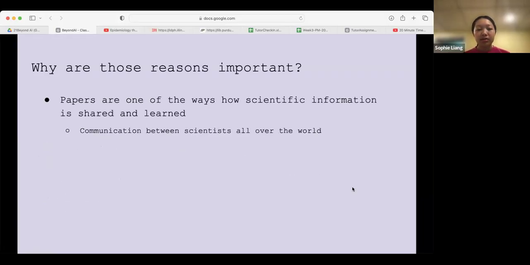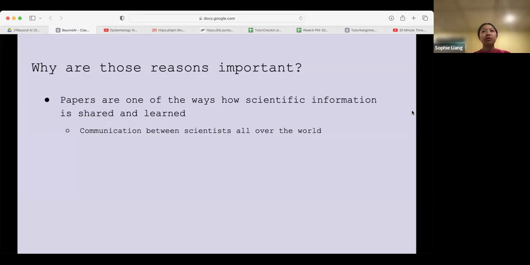Okay. So why are these reasons important? Well, it's also important because scientific papers are one of the ways scientific information is shared and learned. It's one way that scientists can communicate and share their findings after they do an experiment or some kind of research. And then other scientists can learn from the scientists that give the results. They can learn from them by reading the papers and learning the information, the results, the methods, all that. So it's a really good way of communicating.